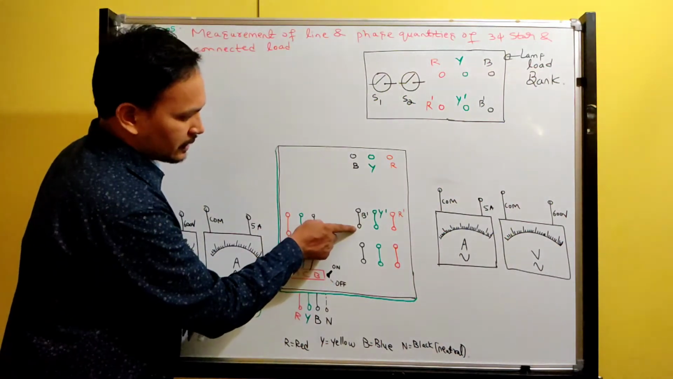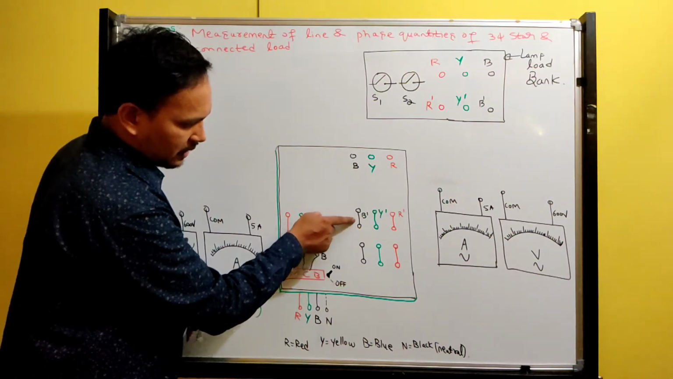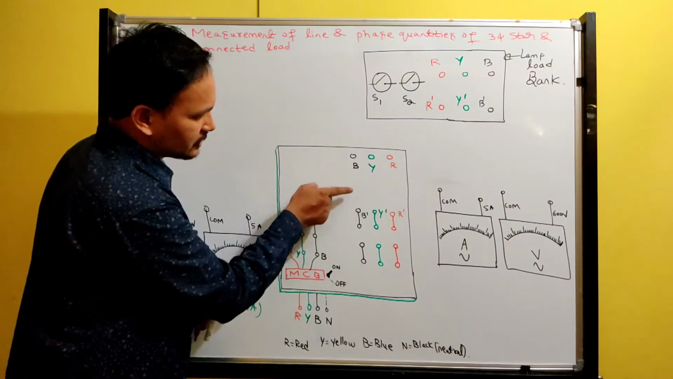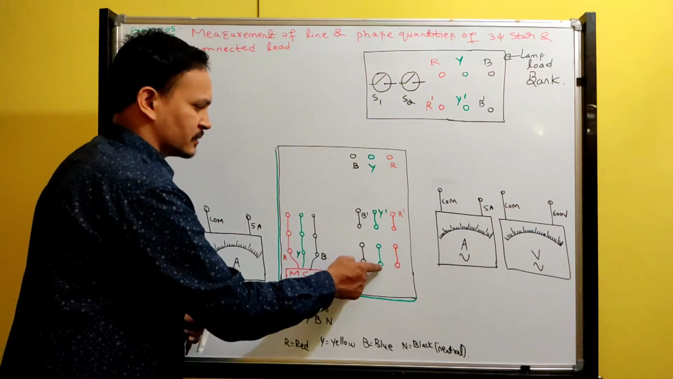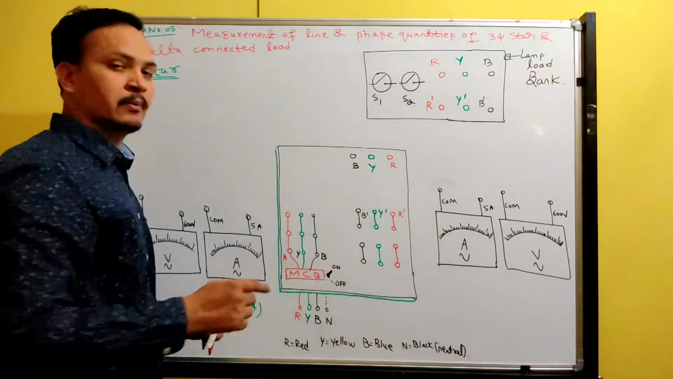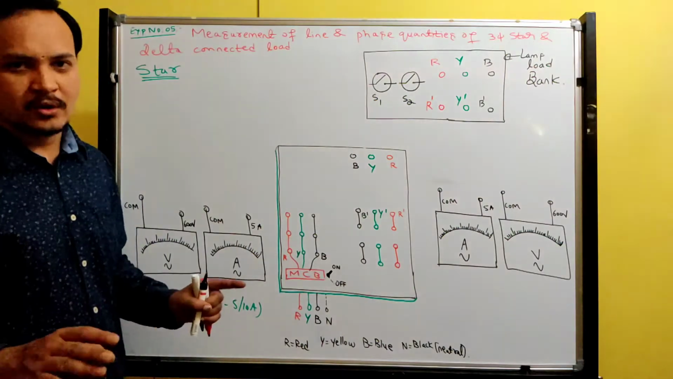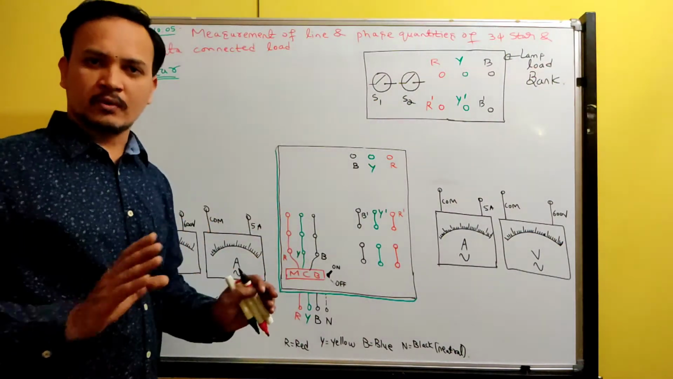Similarly, here are open terminals. If I join this, all these four become the same. If I join this and this, then everything will become B. By joining, everything will become Y, and by joining all this, everything will become R. But don't do it like that. Don't worry about the lot of pins on the board.